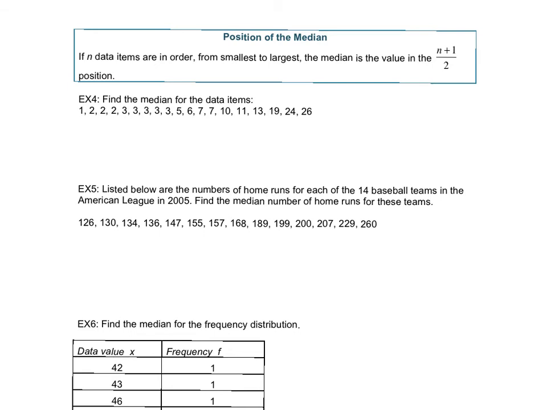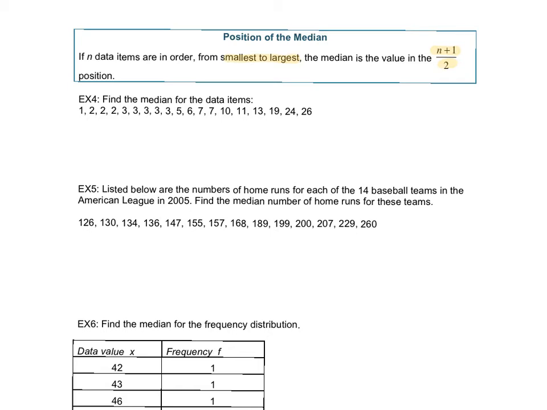So let's say that you have a lot of data items, okay? And they have to be arranged from smallest to largest. One way that you can identify the middle, and you don't have to use this formula, but this is an alternate formula to find the median or the middle, is, again, make sure you're from smallest to largest. So the median is the value in the (n + 1)/2 spot, assuming that everything's arranged small to large. Remember, n is the number of data items you have.